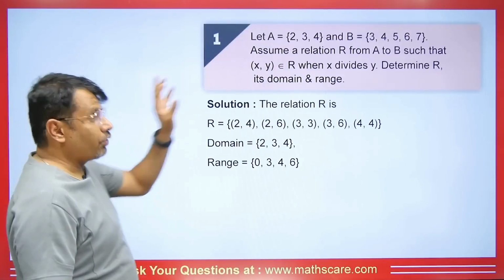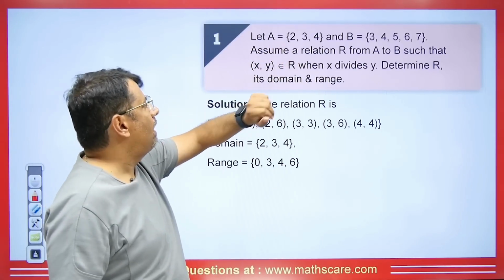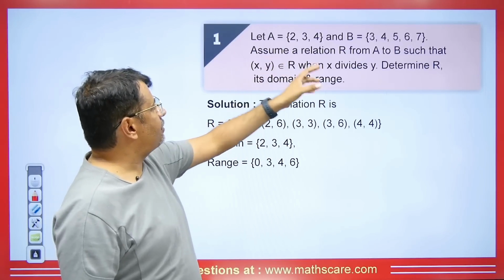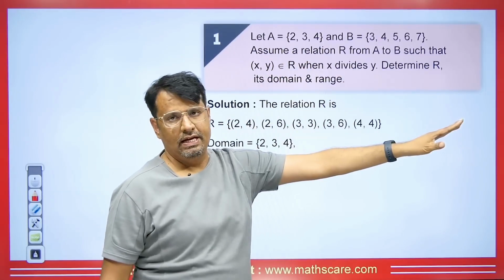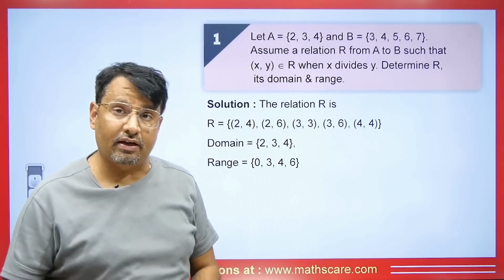Now we will discuss some questions, students. The first question we have is that A is equal to {2, 3, 4} and B is equal to {3, 4, 5, 6, 7}, right? We are told to assume a relation R from A to B such that (X, Y) belongs to R when X divides Y. So X will divide Y, so what will we have here? That will be the relation, right?